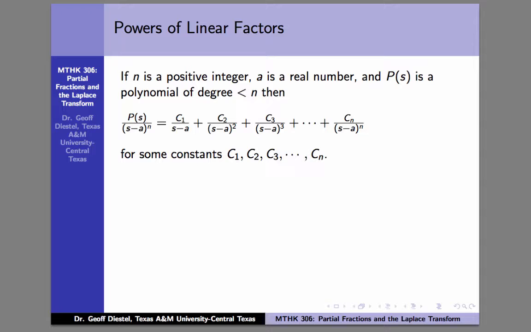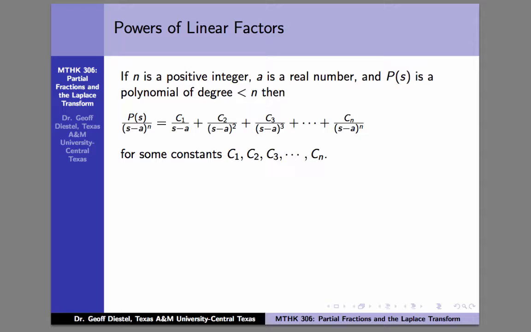In each denominator, we increase the power by 1 until we get up to the nth power, and then we just introduce a constant. The idea being the numerators have to stay having a lower degree than the denominators, or the factor that we're dealing with. So since we have a linear factor, constant terms are basically 0 degree polynomials, so we have to use constants. I'm just calling them C1, C2, and so on.